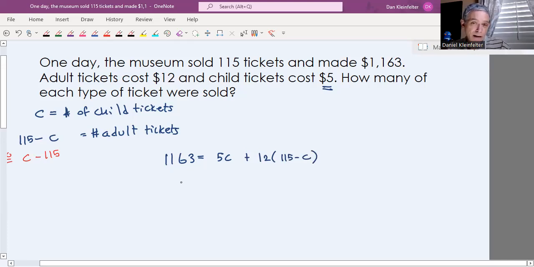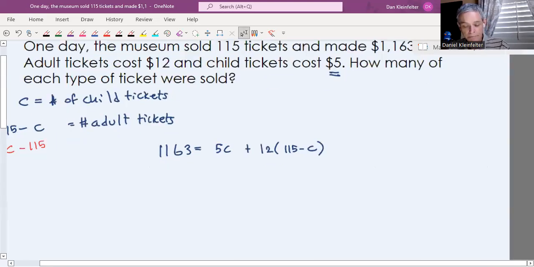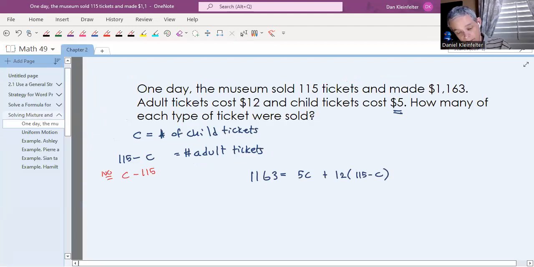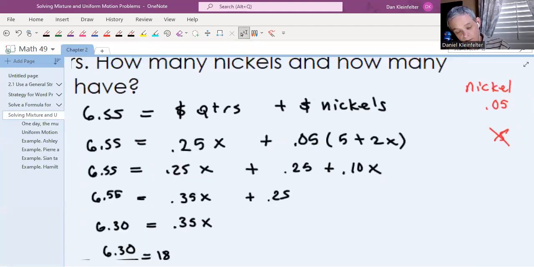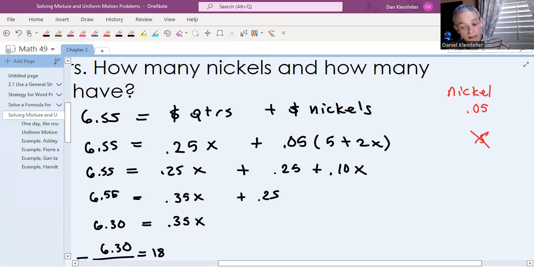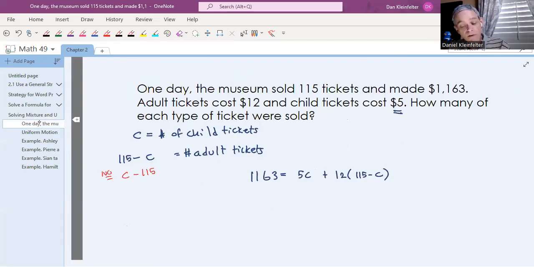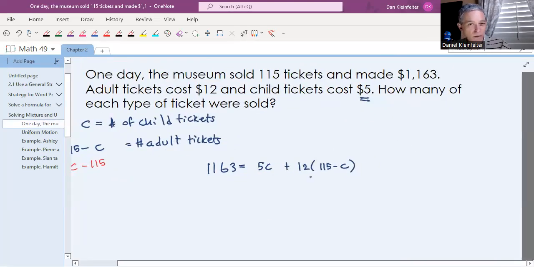Notice our equation here is about a dollar amount. It's not about a number of tickets. So again, make sure that you have the setup correctly and make sure that you understand it before we go through solving it. One other thing that you'll notice is that on the right side of this equation, we have a sum of 2 products, something times something plus something times something. And that is something that we had before with our coin problem, 0.25 times x plus 0.05 times 5 plus 2x. Something times something plus something times something equals something else. That is kind of a common feature for mixture problems, is you have that sum of 2 products setup. Not always, but it's very often.